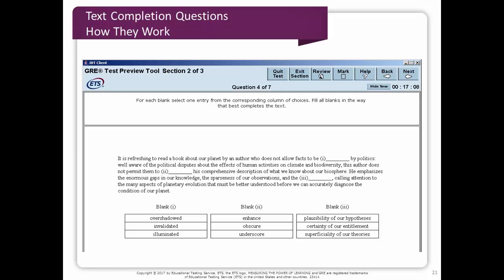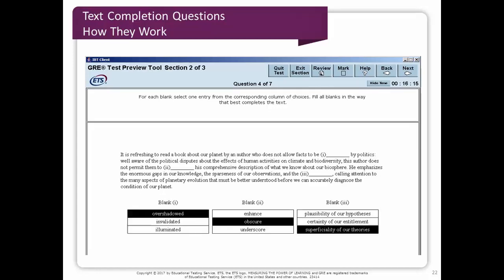The third option considers the scientific model of developing and testing hypotheses. Given the lack of understanding that is stated, it is possible to have theories that can easily be replaced by new ones. Thus, superficiality of our theories is the best option.